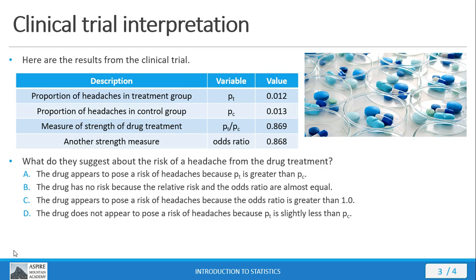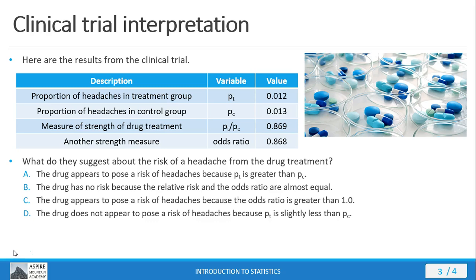The drug appears to pose a risk of headaches because PT is greater than PC. Well, PT and PC are about the same value. You can see that from the table up at top. They're relatively the same, so there's not going to be anything huge. If anything, PT is slightly lower than PC. So the treatment actually has a little bit of effect in lowering the headaches proportionally from the control group. If anything, you could say the treatment is somewhat effective at reducing the number of headaches. So it's not going to pose a risk of headaches. So answer option A is not going to do for us.